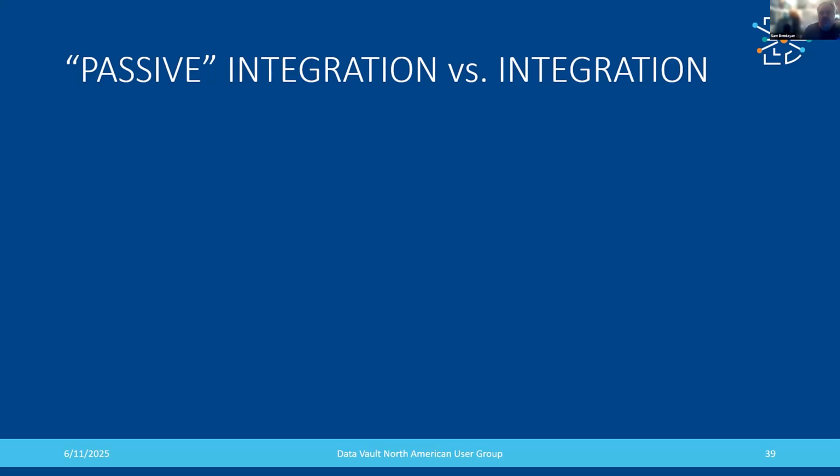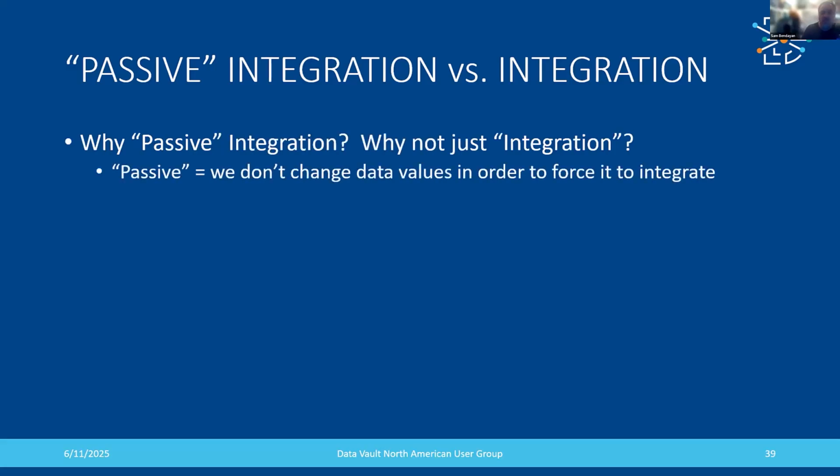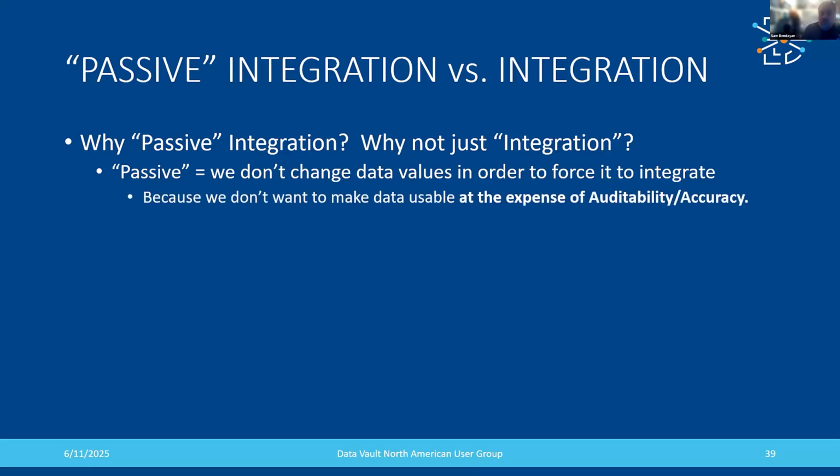So, passive integration versus integration, another big misconception. Why passive? Why not just integration? What does passive mean? It means we don't change the data values in order to force it to integrate into the same hub or link, typically hubs. We do want to integrate them. If they naturally fit together, then sure, integrate them. But don't work at it too hard.